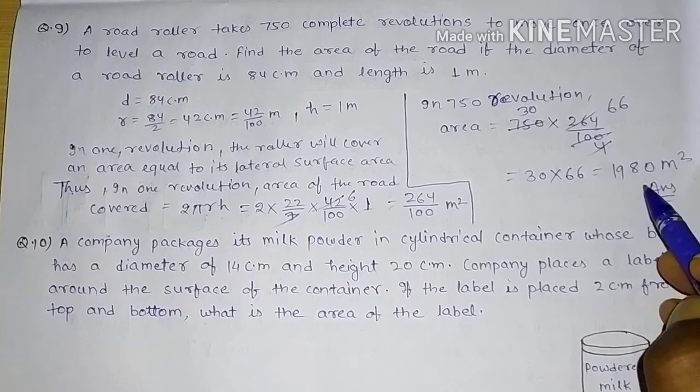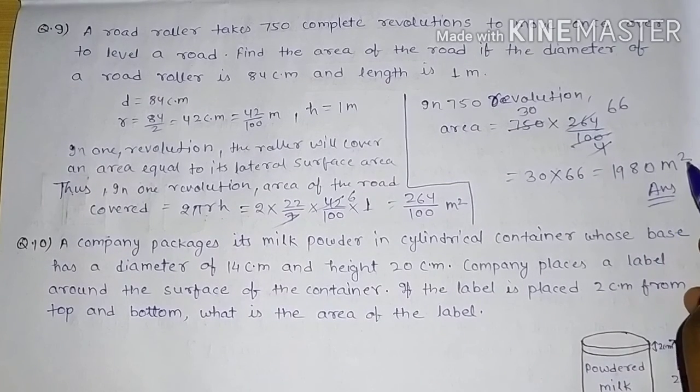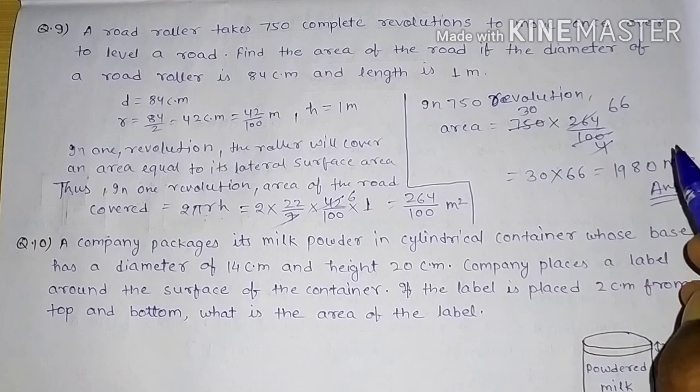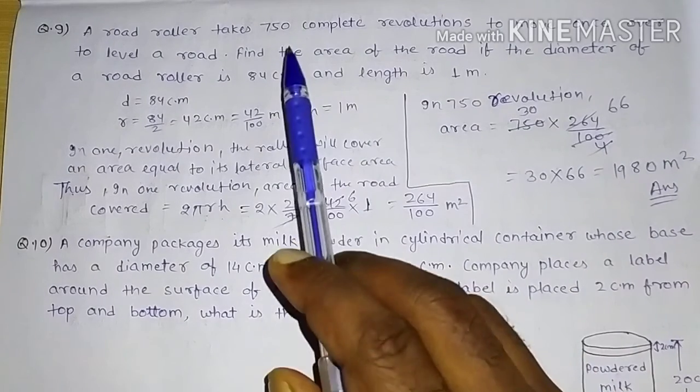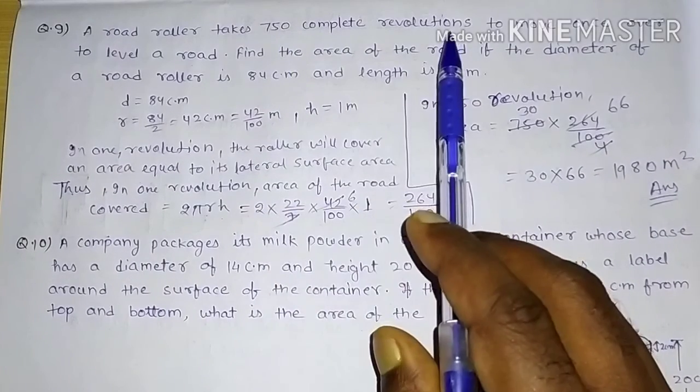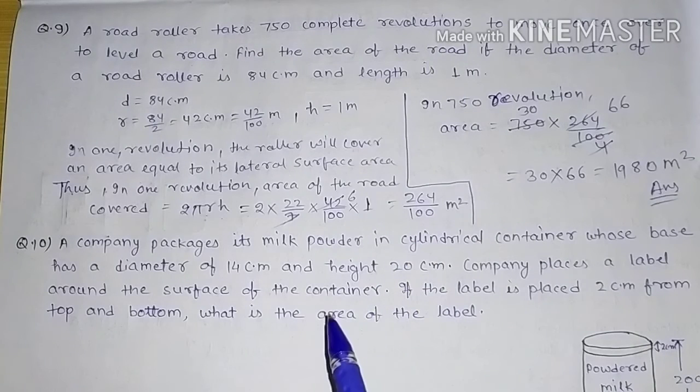And this area, 1980 meter square, is required to complete 750 complete revolutions. Okay. Now this is the answer.